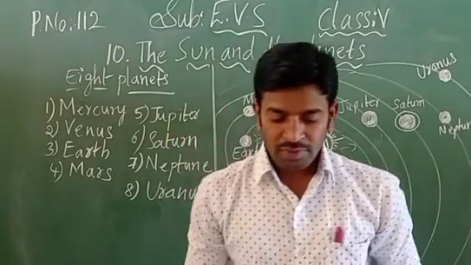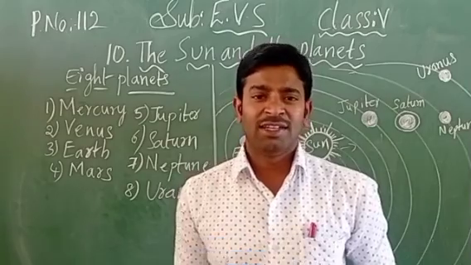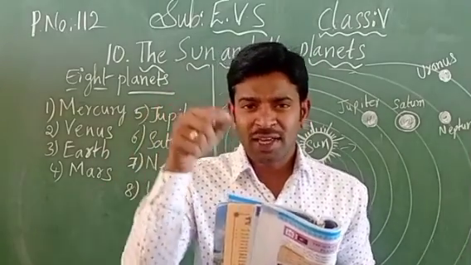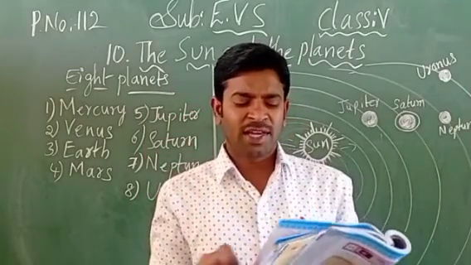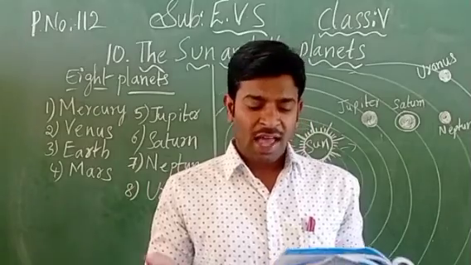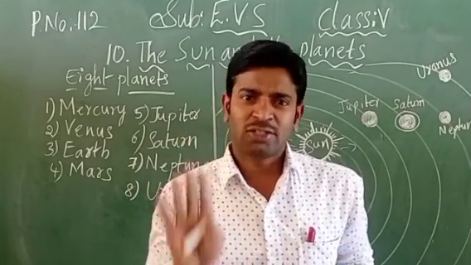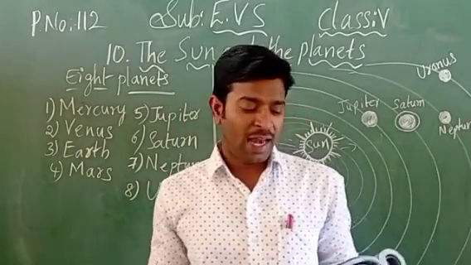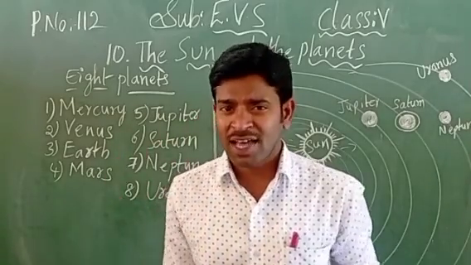Next one. The earth and the other 7 planets revolve around the sun. Okay. So the earth and the 7 planets, including earth, we are going to call 8 planets. Here the names are given separately, children. The earth and the 7 planets. 7 plus 1, how many? 8 planets. So how many planets are there in our solar system? There are 8 planets. Okay. Those 8 planets are going to revolve around the sun.